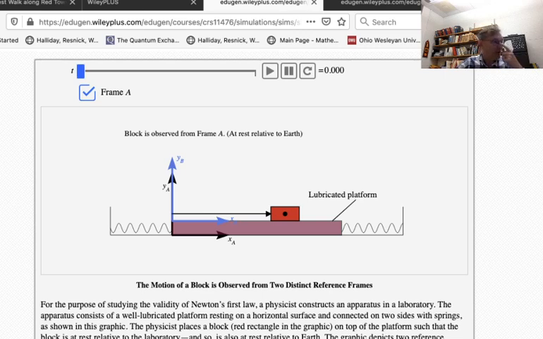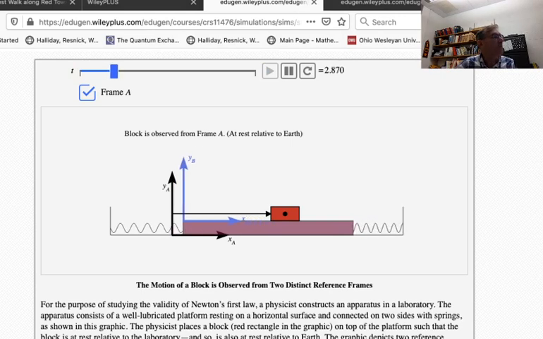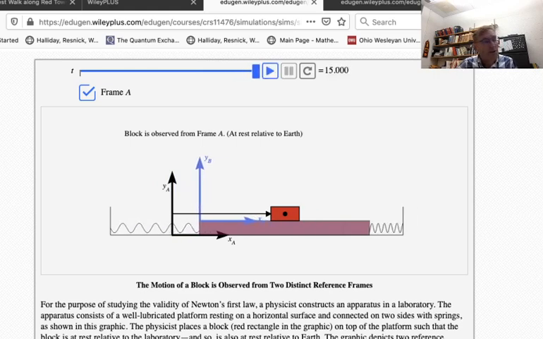When I run the animation, you're going to see that the lubricated platform is just going to oscillate back and forth because of the springs. I want you to focus on the red block, the small red rectangle. Okay? Okay, so the platform is oscillating underneath the red block. That's all, right? And reference frame A is not moving because it's fixed to the Earth, and that's where we are. Did you notice that the red block, as observed in frame A, was not moving?